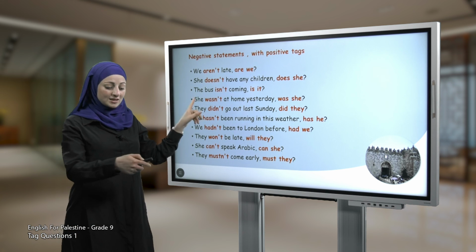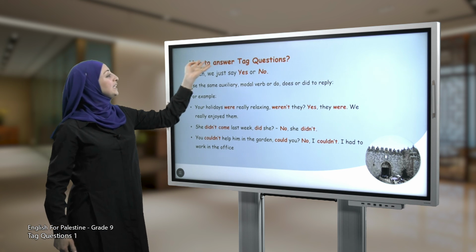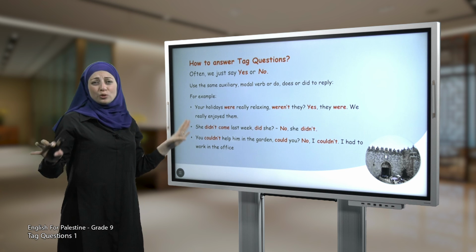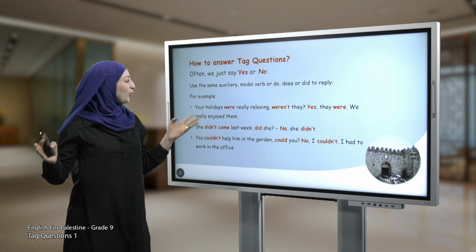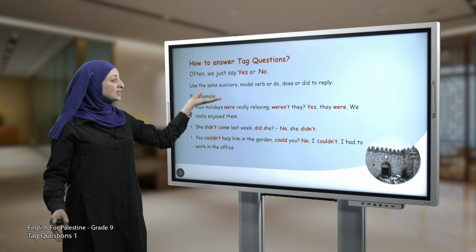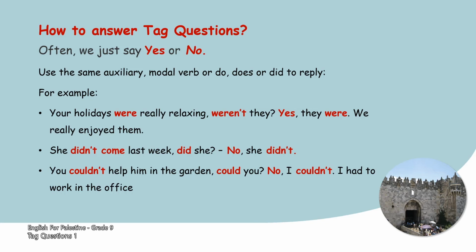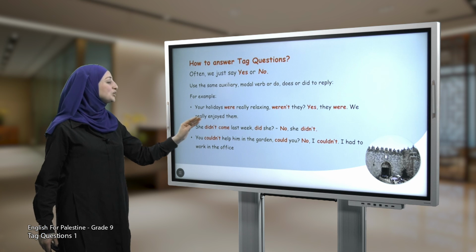Now, let's talk about answering tag questions. We usually answer with yes or no. Use the same auxiliary, modal verb, or do, does, or did to reply. For example, your holidays were really relaxing, weren't they? And the answer, yes, they were. We really enjoyed them.